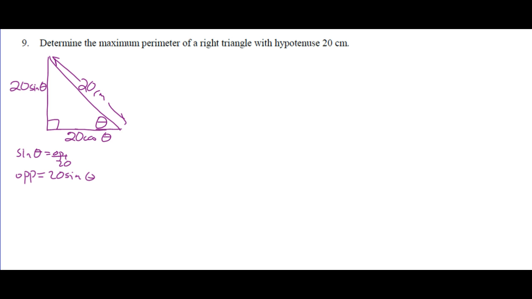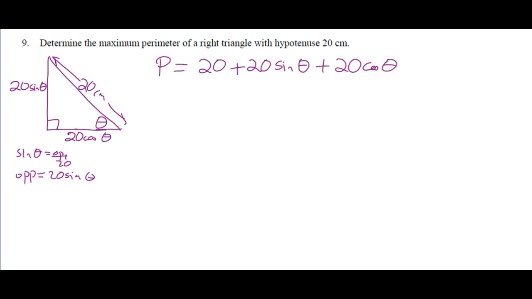Do you do stuff like that in physics? I remember doing a lot of stuff like that in physics. We know this side, so we do it in terms of sine theta and cos theta. So what's the perimeter? Well, 20 plus 20 sine theta plus 20 cos theta, right?